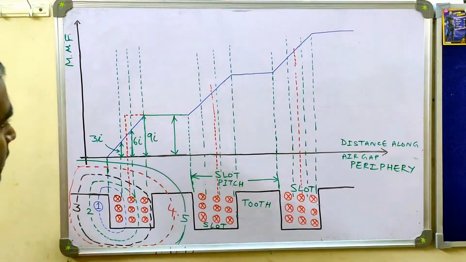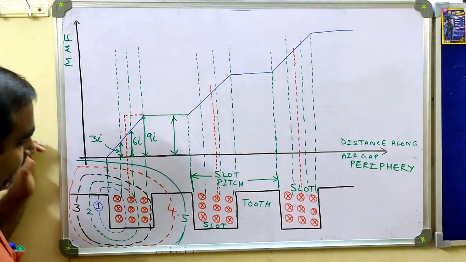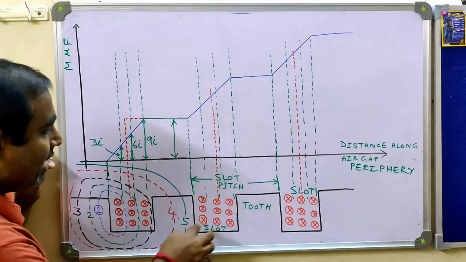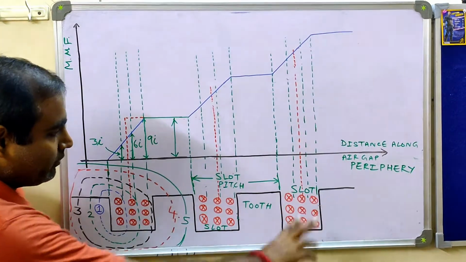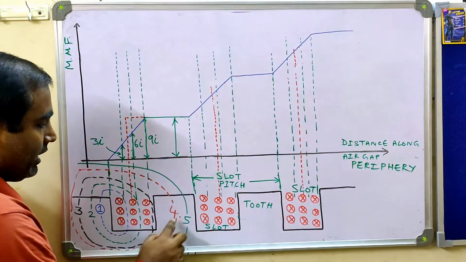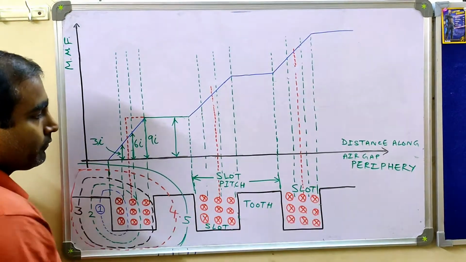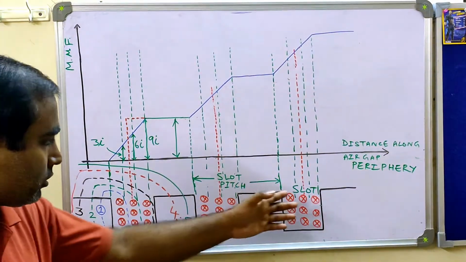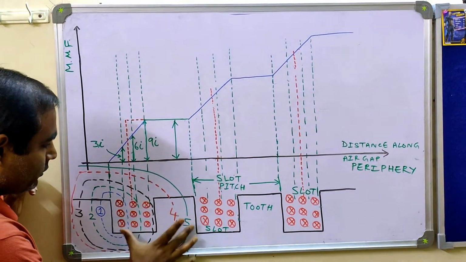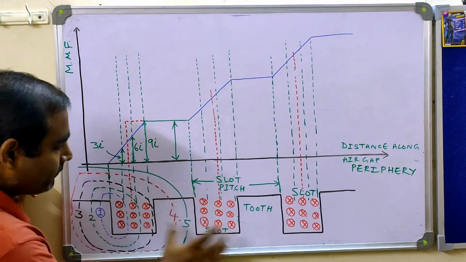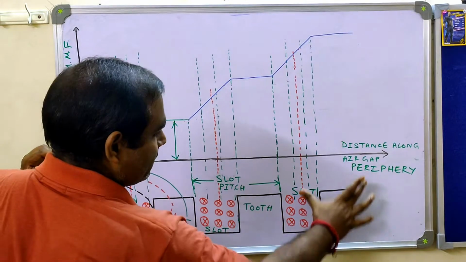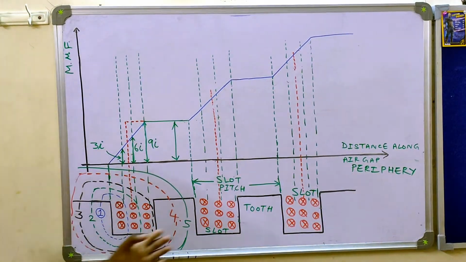So for this purpose I have taken a developed view of the rotor core. This is the rotor core and this is the developed view of the rotor core. In the diagram I have only shown 3 slots and 3 teeth. So you can also count, there are 3 slot pitches. This is 1 slot and tooth. So this is slot pitch number 1, slot pitch number 2, and this is slot pitch number 3. So basically I have shown here 3 slot pitches.